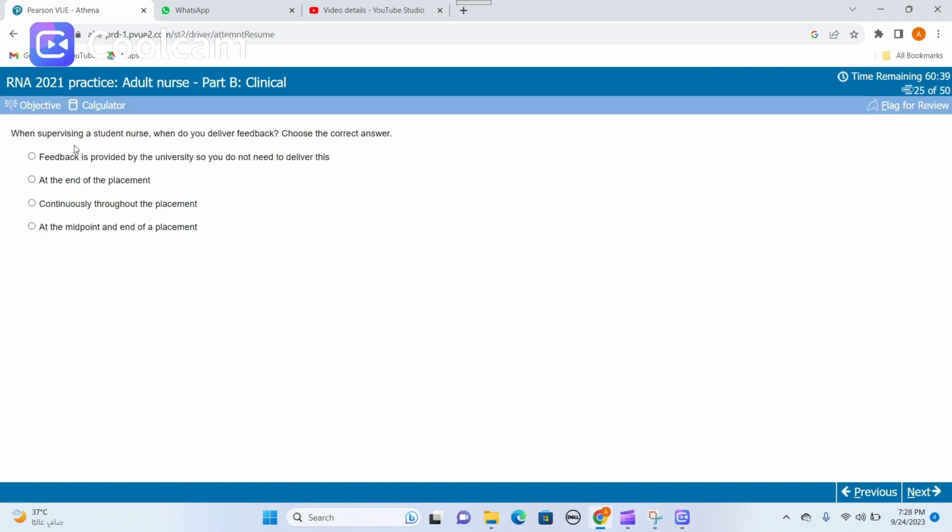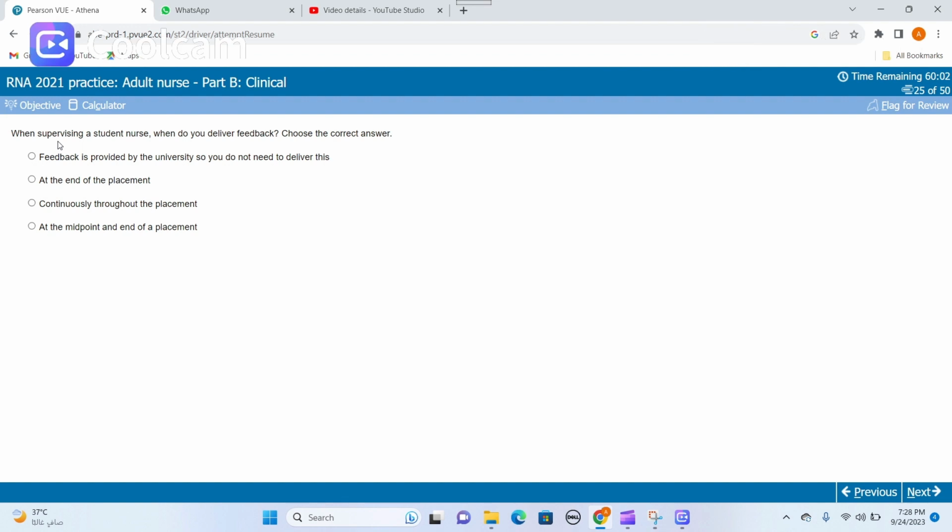When supervising a nurse student, when do you deliver feedback? Feedback is provided by the university. No, this is the last summative evaluation we will be submitting at the end of the placement. Continuous throughout the placement at the midpoint.